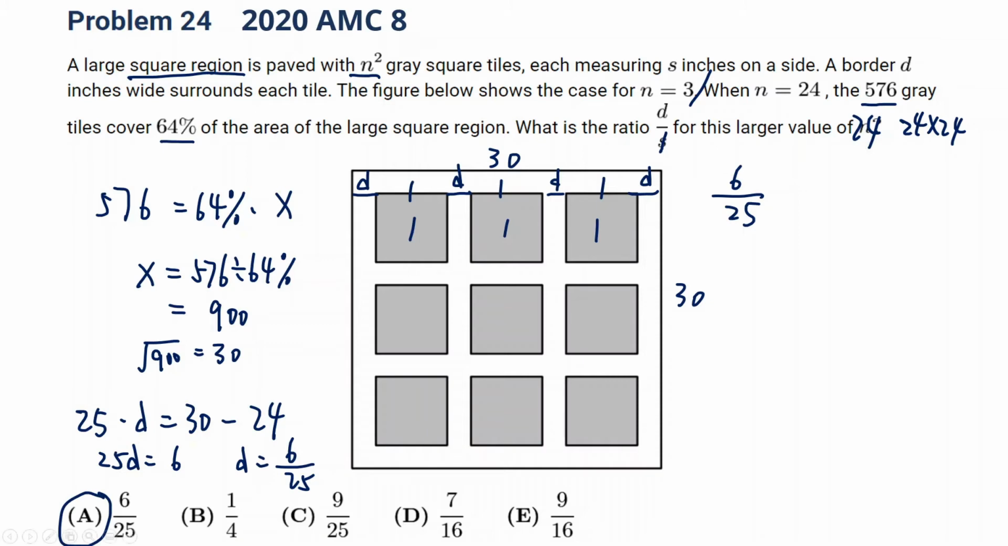So far, so good. Okay. So what can we learn from this question? I think for a ratio question, you can assume a simple number. Here, if we assume S is equal to 1, the question will become a lot easier.